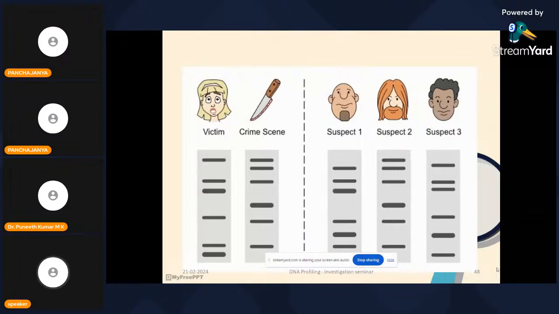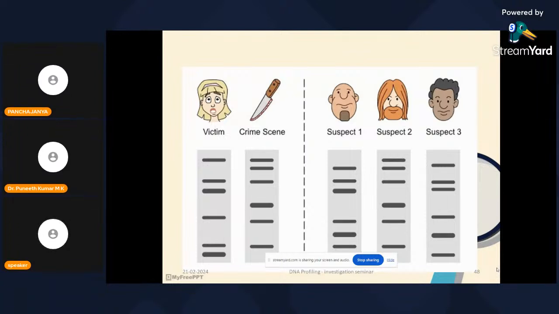when it is analyzed, the crime scene or the victim and the suspected persons, we will get a pattern which can be compared. If it is the same, that person is considered as the person who has committed the murder. Based on that, we can identify the murderer or a person who has done the crime or offense.